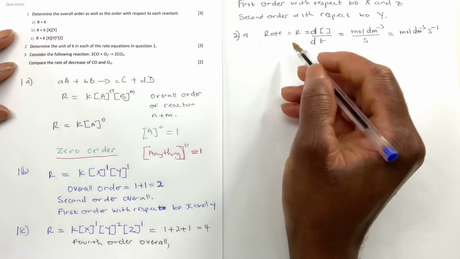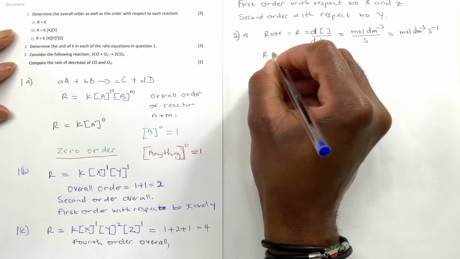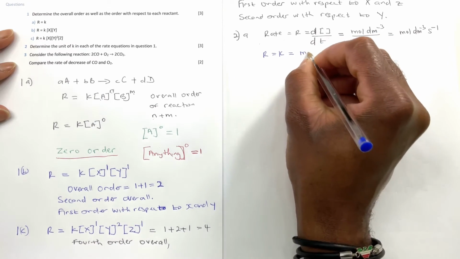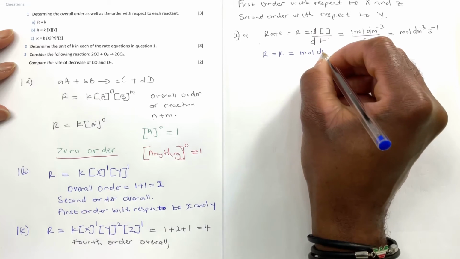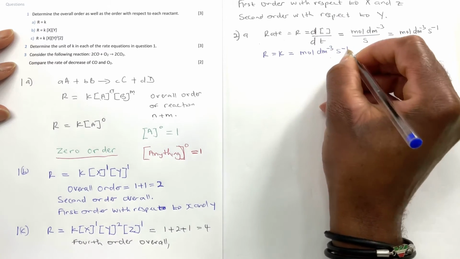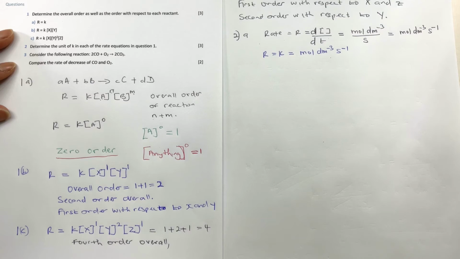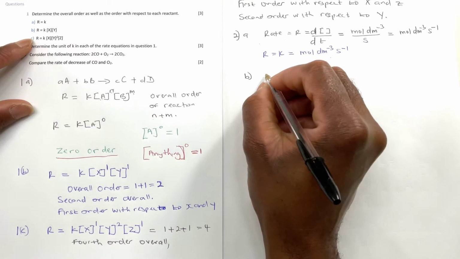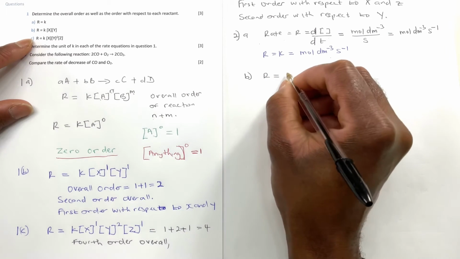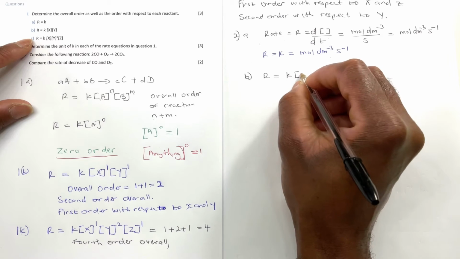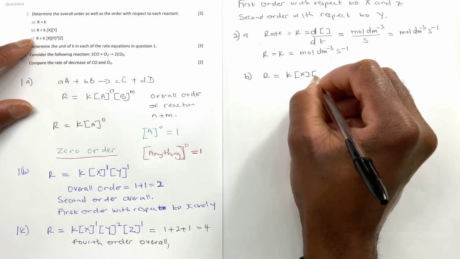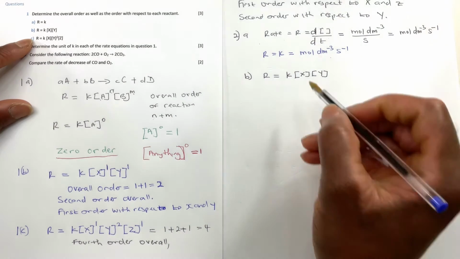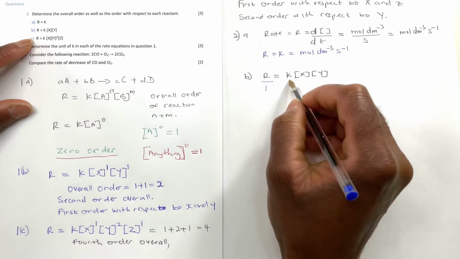But the rate is equal to k. So rate equals k, which means they have the same unit, and the unit will be mole per decimeter cube per second. So that's for A. And B, we have the rate equals k times the concentration of X times the concentration of Y. I need to make k the subject. Don't forget this is over 1. That's over 1.